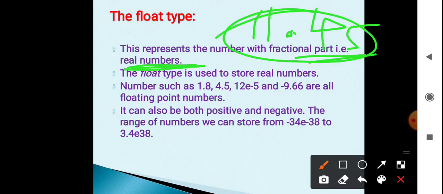Okay, a floating data type is used to store real numbers, such as 1.8, 4.5, 12e, minus 5. All of these are called floating point numbers. Here also we can include positive and negative numbers. The range is this much, so between this range the floating numbers can be included.